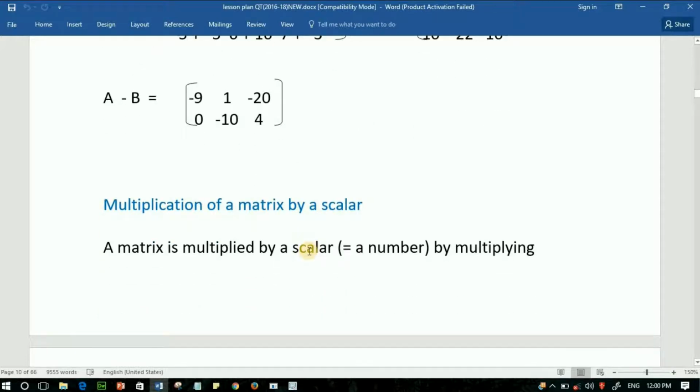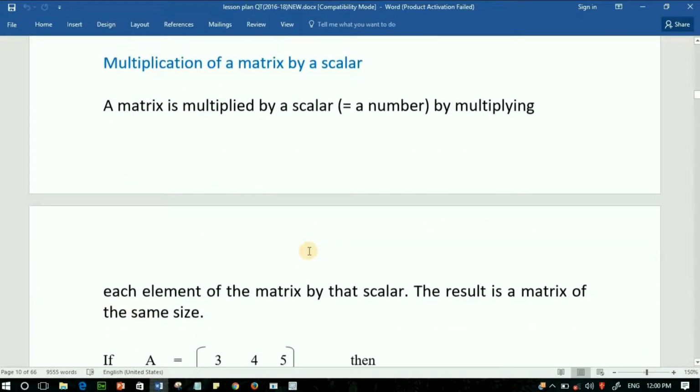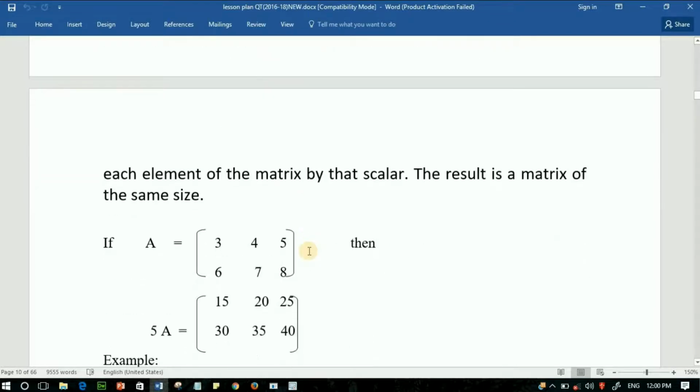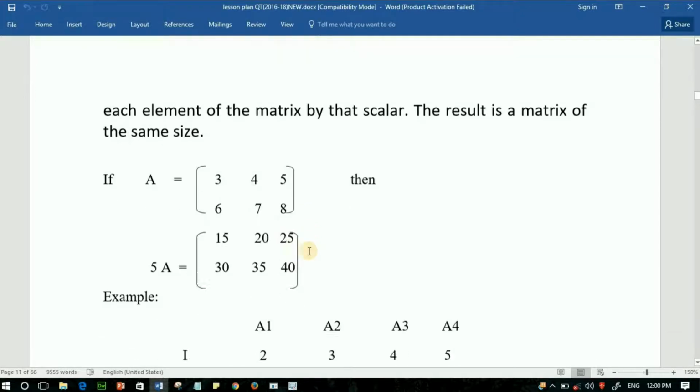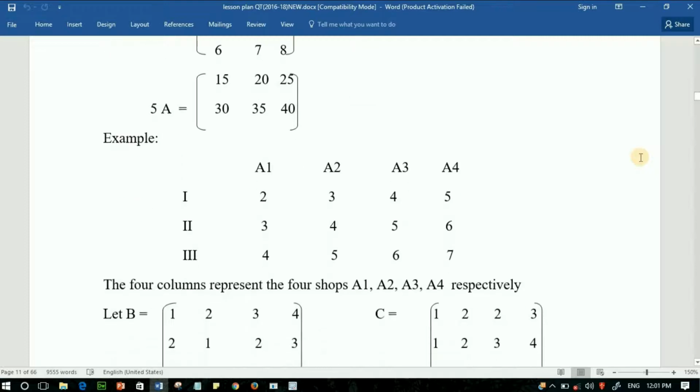Then multiplication of a matrix by a scalar. A scalar is a constant. If you want to multiply a matrix by a scalar, you have to multiply each element of the matrix by the scalar. For example, if A is equal to 3 4 5, 6 7 8, and 5A, where 5 is a scalar, we can see that 5 into 3 is 15, 5 into 4 is 20, 5 into 5 is 25, 5 into 6 is 30, 5 into 7 is 35 and 5 into 8 is 40.